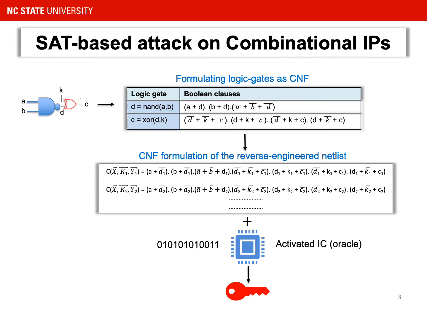Subsequently, the CNFs obtained for each gate inside the circuit are all logically ANDed together to create the CNF of the entire circuit. Let's call this C of X bar, K bar, Y bar, each of which are vectors of multiple bits. SAT-based attack works by creating two copies of C, which is C of X bar, K1 bar, Y1 bar and C of X bar, K2 bar, Y2 bar, and the algorithm proceeds. The details of the algorithm are beyond the scope of this presentation, but to explain in short, the algorithm uses the CNF along with queries to the activated IC to decrypt the key. The SAT-based attack has a formal property that upon termination, it is guaranteed to return the functionally correct key.